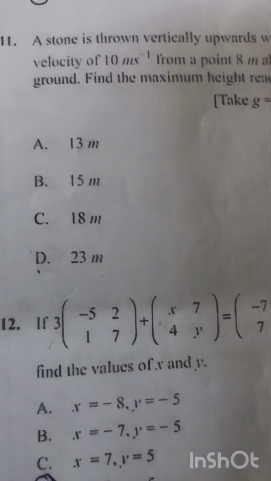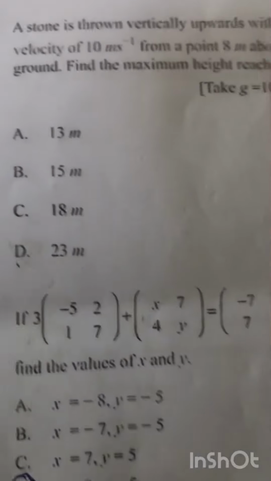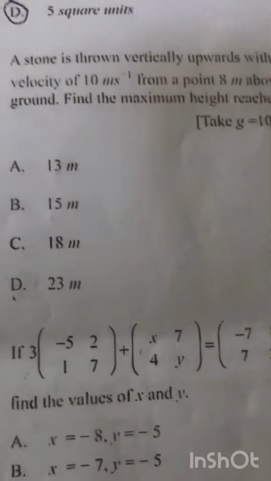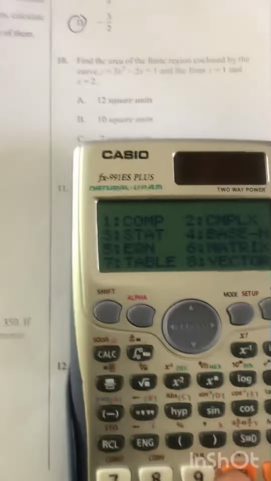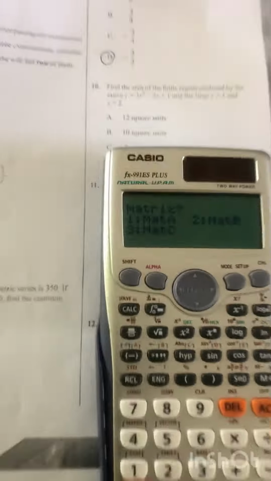Either we use linear equations to find X and Y, or use matrices. But since this is a matrix question, let's use matrices. So I press mode, I go to matrix, which is 6. Then I choose matrix A, 1. It's a 2 by 2 matrix, so I press 5. And I enter the coordinates.